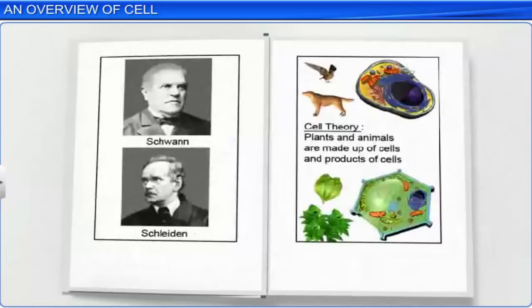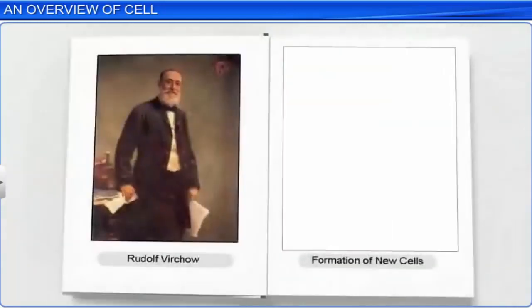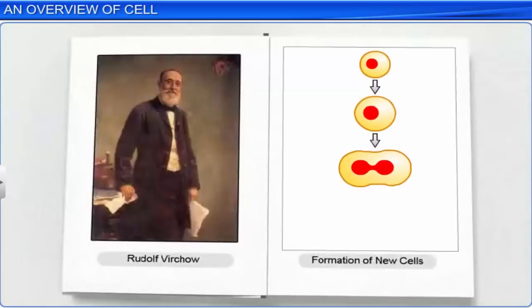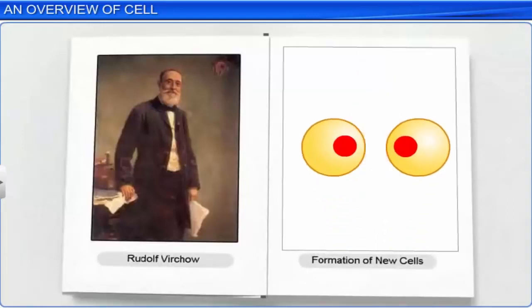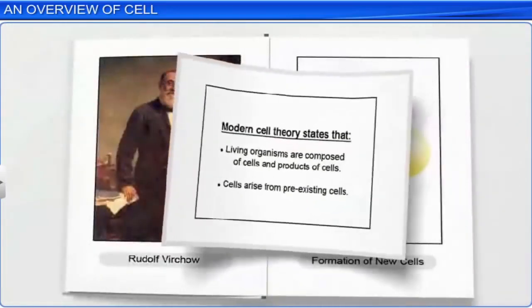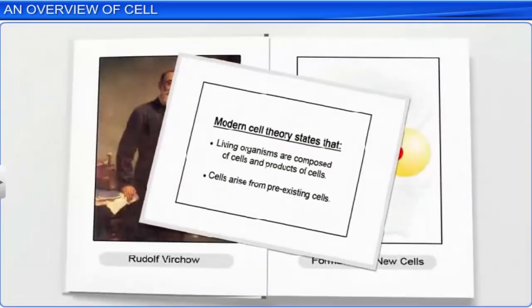However, the cell theory did not explain the formation of new cells, which was clarified by Rudolf Virchow in 1855. He coined the Latin phrase omnis cellula e cellula, which meant that new cells arise from pre-existing cells, and accordingly modified the cell theory, which now states that all living organisms are composed of cells and products of cells, and these cells arise from pre-existing cells.